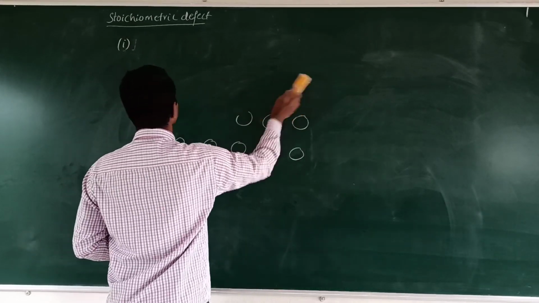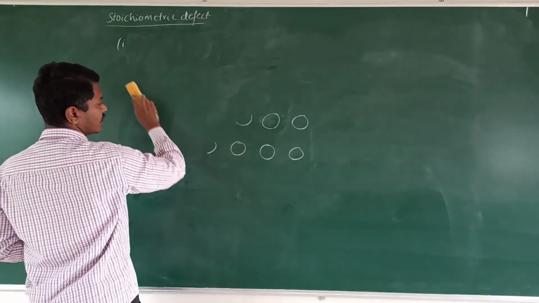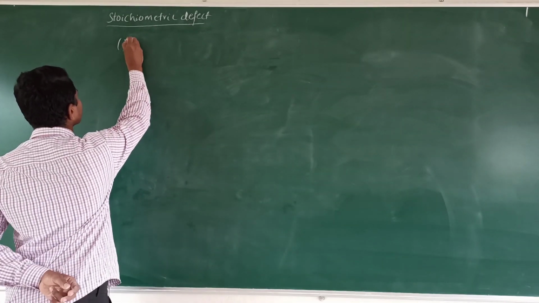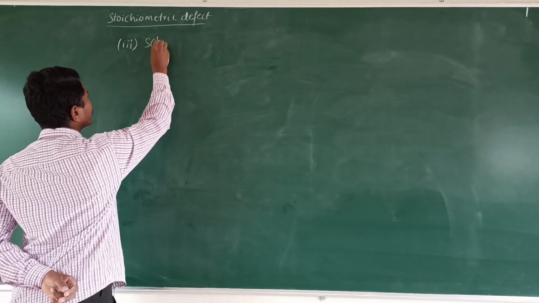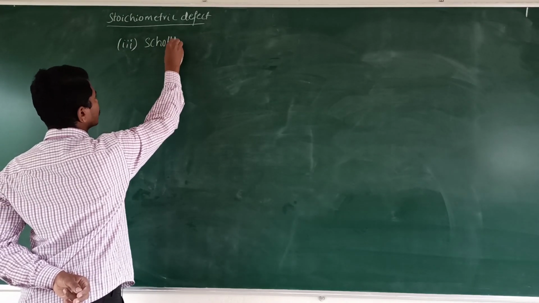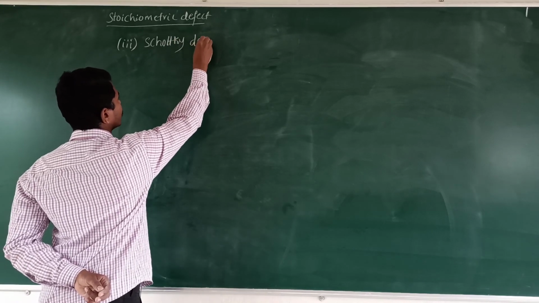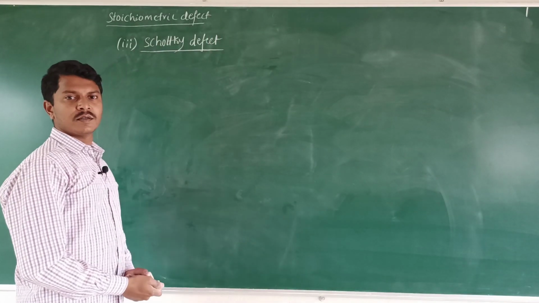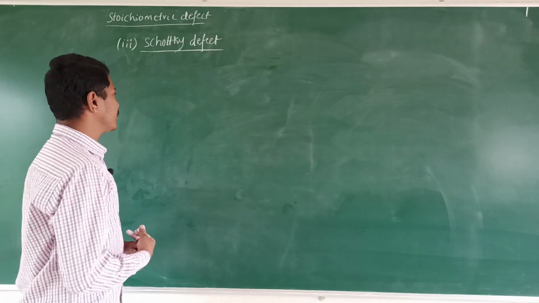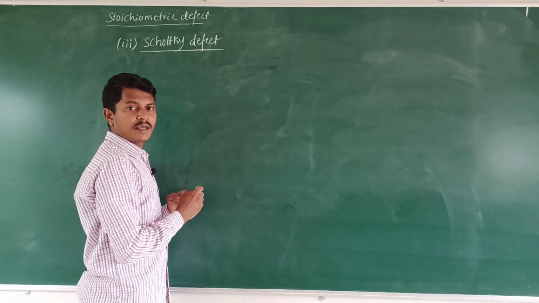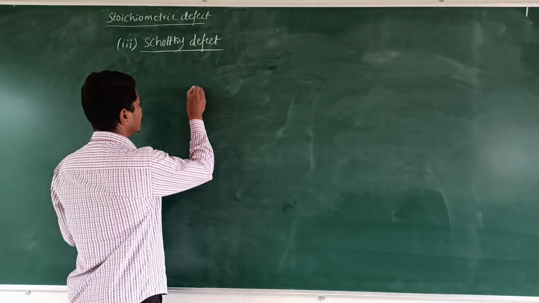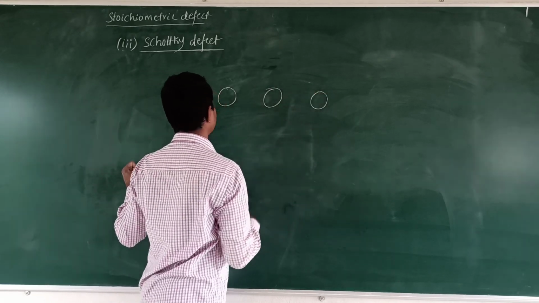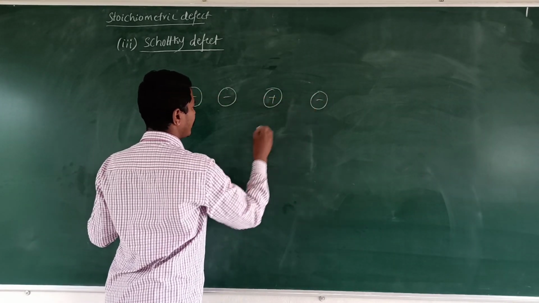Schottky defect. This is the next one, the third one: Schottky defect. In Schottky defect, it is similar to the vacancy defect, but an equal number of cations and anions are missing. In the Schottky defect, what happened? Equal numbers of cations and anions are missing. See here, this is the cation, this is the anion, cation, anion, like this.